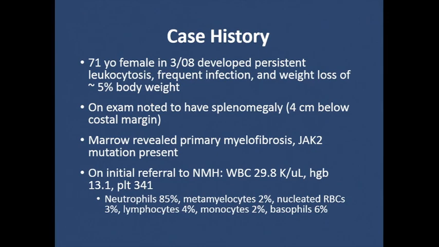Her background is she was a 71-year-old woman who in March of 2008 developed persistent leukocytosis, frequent infections, and weight loss, about 5% of her body weight. She was noted to have splenomegaly on exam 4 centimeters below the costal margin, and her marrow revealed primary myelofibrosis with a JAK2 mutation present. On referral to Northwestern, she had an elevated white blood cell count, a hemoglobin of 13, and a preserved platelet count at 341.